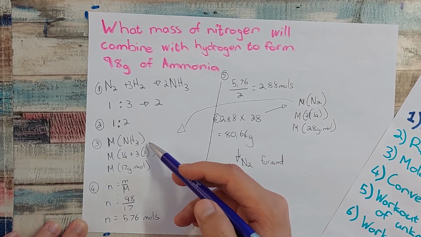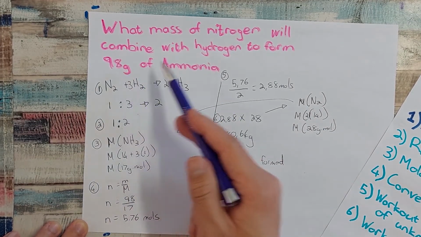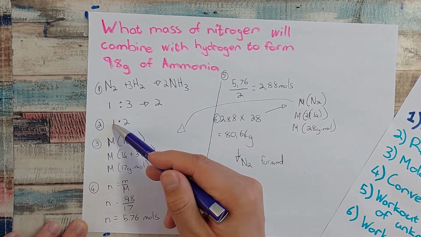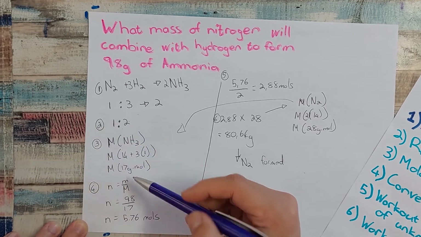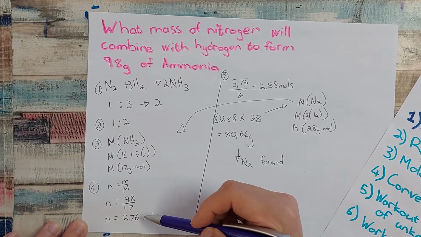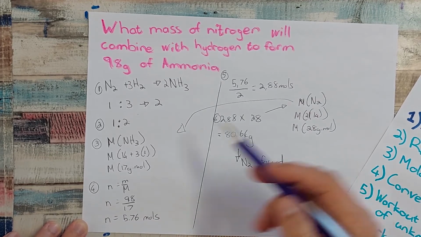But what do they give me? They only give me 98 grams of ammonia. It is my responsibility to find out how much of this I have. So I'm going to say 98 divided by 17. So I've got 5.76 moles of it. Right, that's how many moles I have.